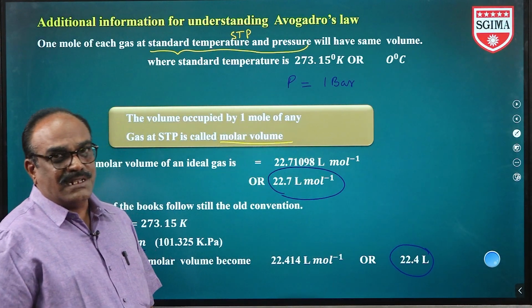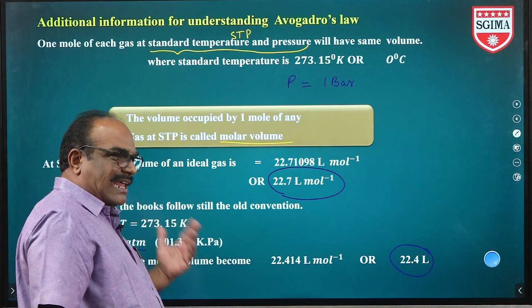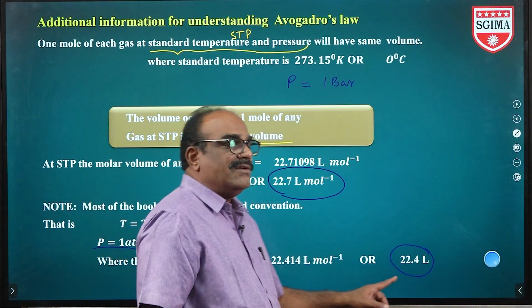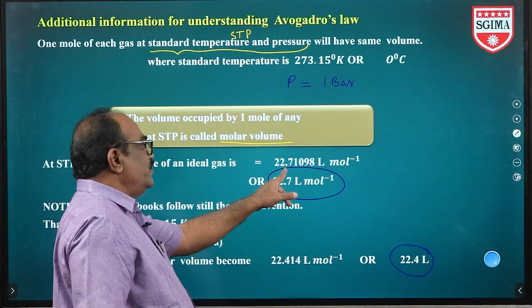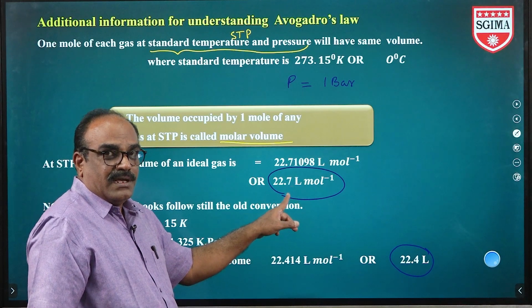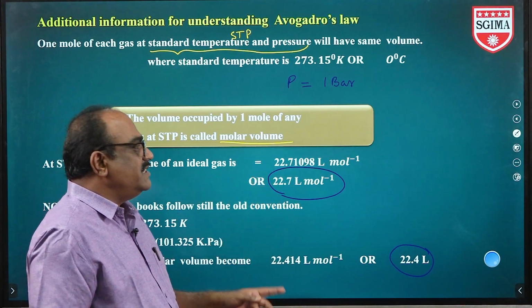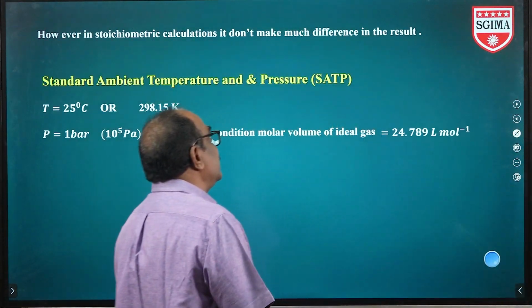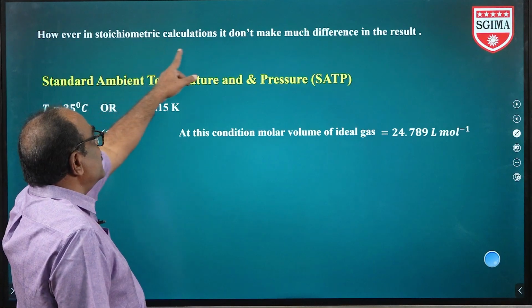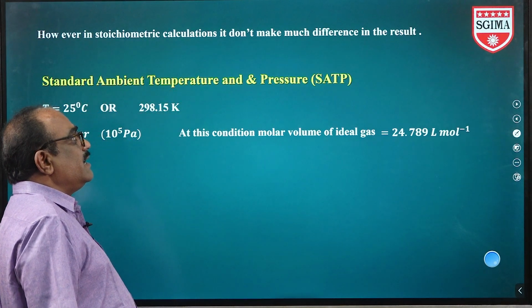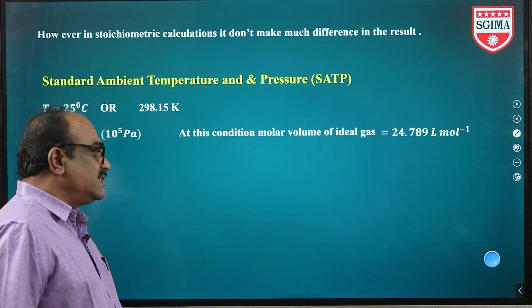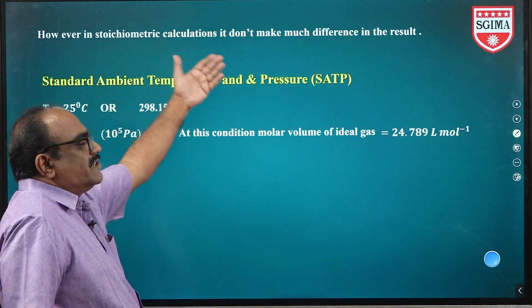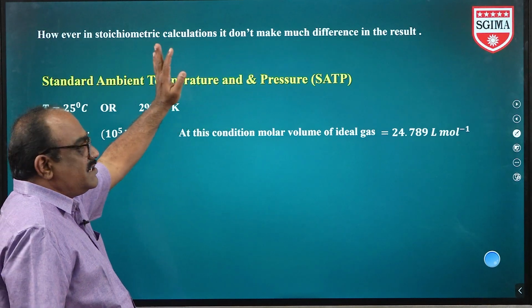So, majority of the books, majority of the teachers and majority of the calculations will take only 22.4 in all the calculations, but its original value according to IUPAC should be taken as 22.7. In the NCERT textbook, whatever convention is given, you please follow that. However, in stoichiometric calculations, it does not make much difference in the result. Whether you take 22.4 or 22.7, the answer for objective questions is not going to change much.